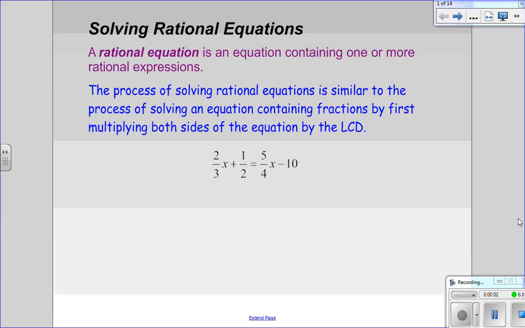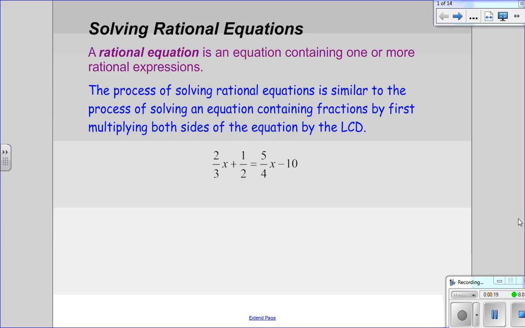We should now know how to simplify, add, subtract, multiply, and divide rational expressions. In this lesson, we'll learn how to solve rational equations. Now, a rational equation is an equation containing one or more rational expressions.